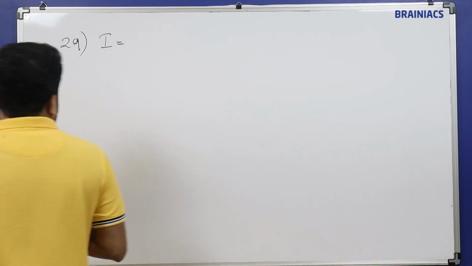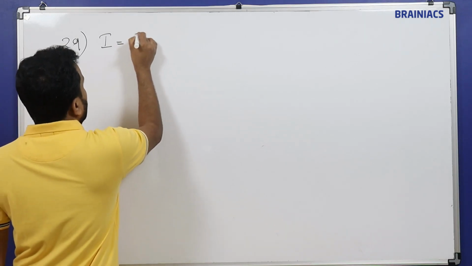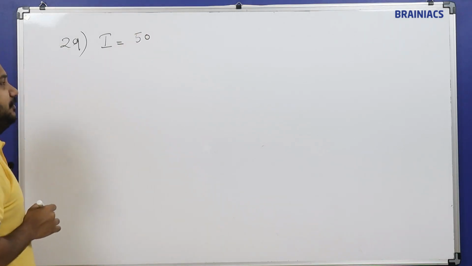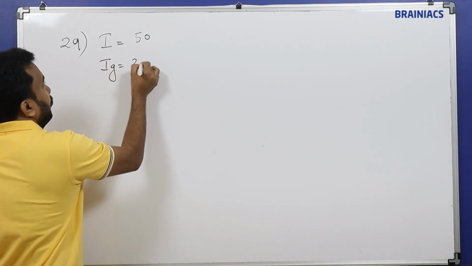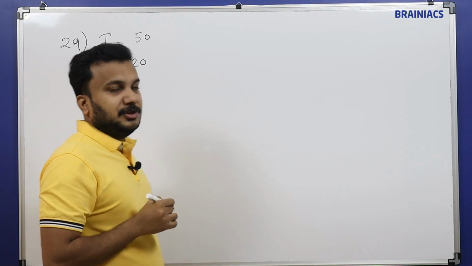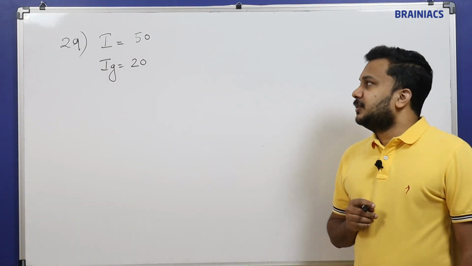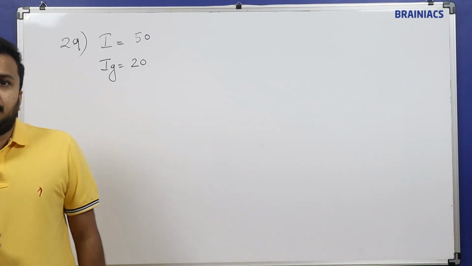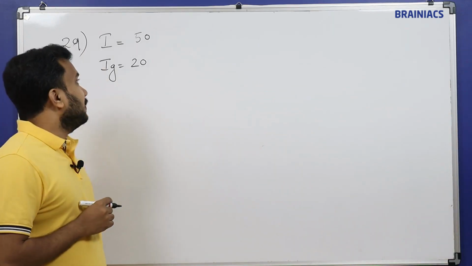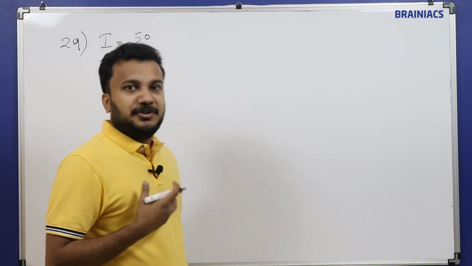For this kind of question, when the deflection falls, the main current will be equal to 50 and the galvanometer current is equal to 20. Always the galvanometer current will be the lowest value and the total current will be the highest value. So the total current is 50 deflections, 50 units of current, and the other is 20 units of current.